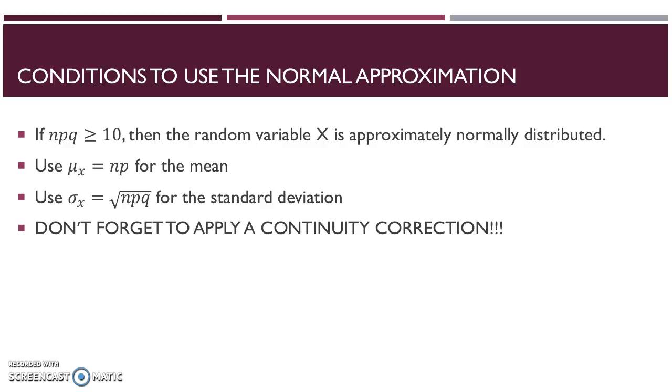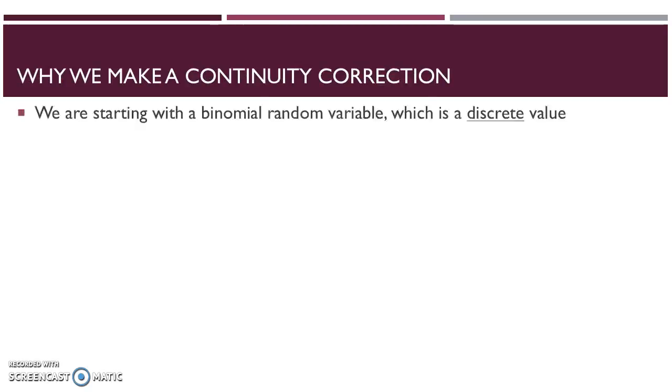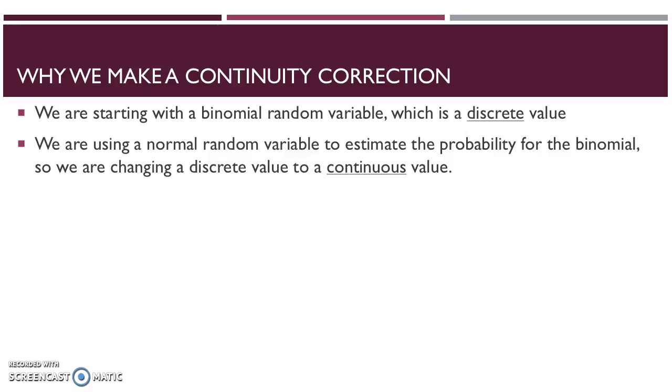The most important step that's forgotten in these types of problems is that you have to apply a continuity correction, which sounds like it's probably more complicated than it really is. To describe why this happens, I'm just going to use a sample binomial distribution. So remember, we're starting with a discrete random variable. A binomial is discrete, and we're using a normal distribution to estimate its probability. So we're changing from a discrete value to a continuous value, which is why it's called a continuity correction. It's dealing with the fact that one is discrete, one is continuous.